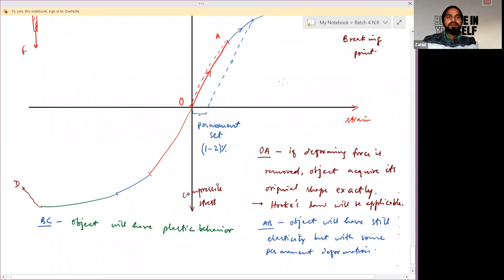So let's stop here. I will define some terms related to this particular graph, and I have left one topic, that is potential energy stored in a wire, which is the last topic of this chapter. And then we'll start mechanical properties of fluid. Okay? Yes. Okay then.